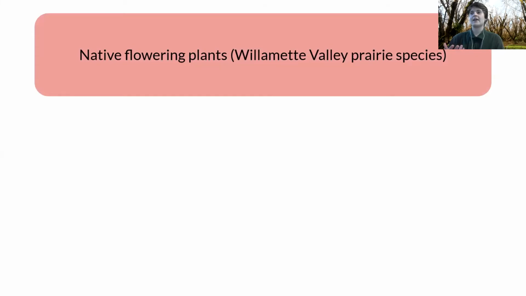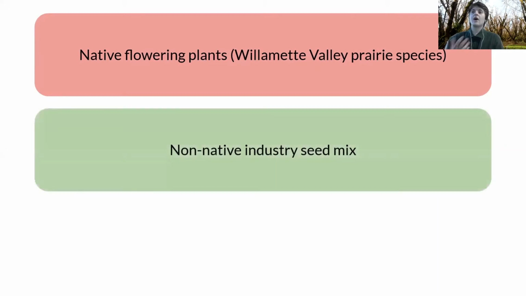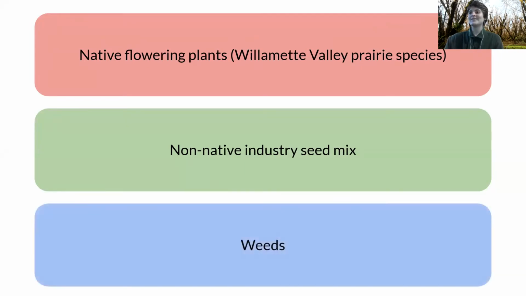We have a variety of Willamette Valley prairie species that are flowering. We also seeded a non-native industry seed mix, which is kind of an industry standard and includes things like oats and vetch and clover. And then also what we see in the orchard is weeds. So these are species that we didn't seed purposefully ourselves, but show up anyway. So they are really weedy, and this includes things like dandelion and chickweed.